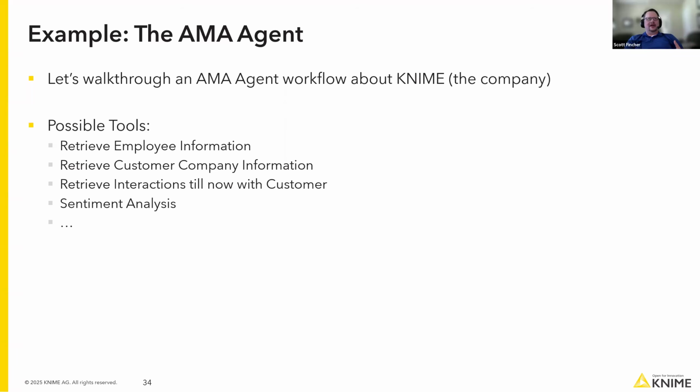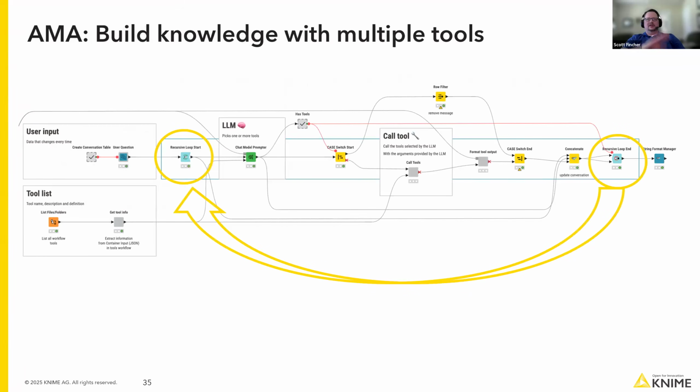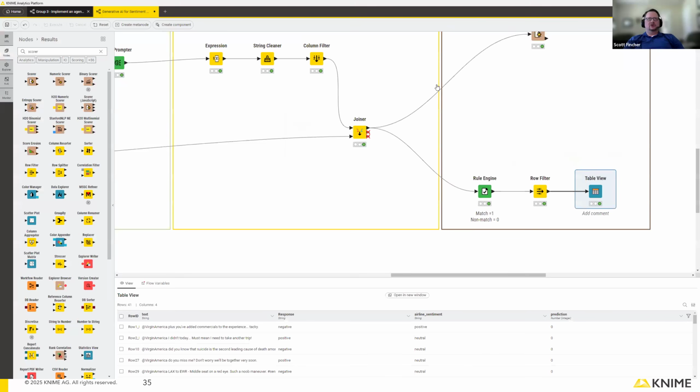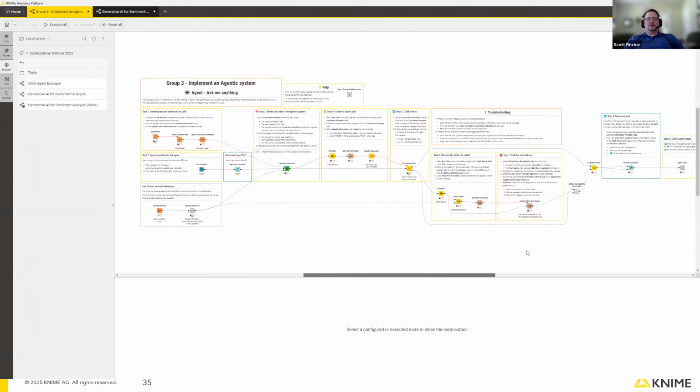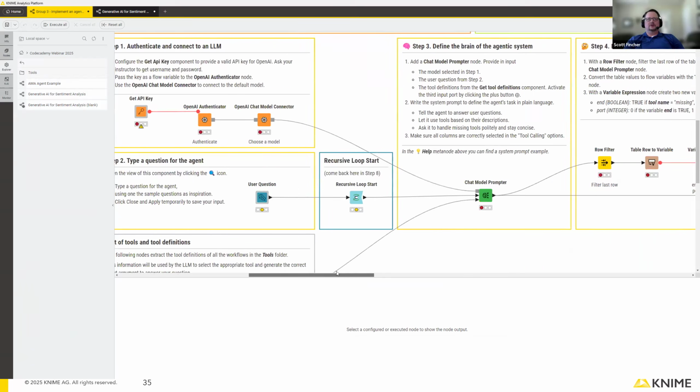So we're going to have tools that will allow the agent to retrieve employee information, customer company information, the interactions and tickets that have been available for individual customers, and then how we could maybe classify their sentiment, how they feel in interacting with us as KNIME employees. So these are the tools that are available. Here is a slide that will mean nothing to you, so let me show you instead what this looks like in KNIME. Again, I'm zoomed out pretty far here. Let me zoom in so that you can actually see what we might be doing here.